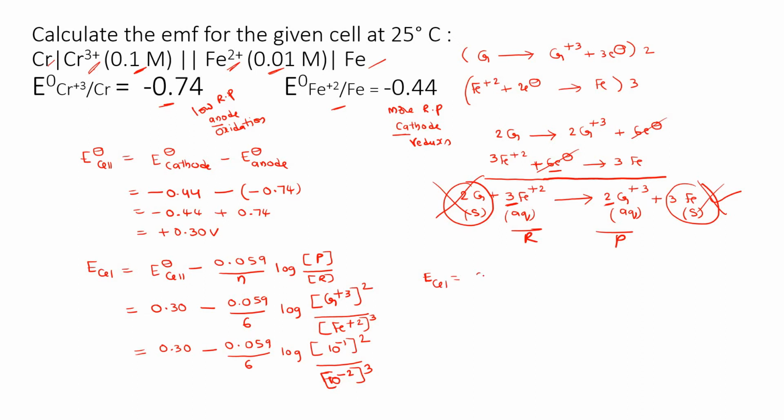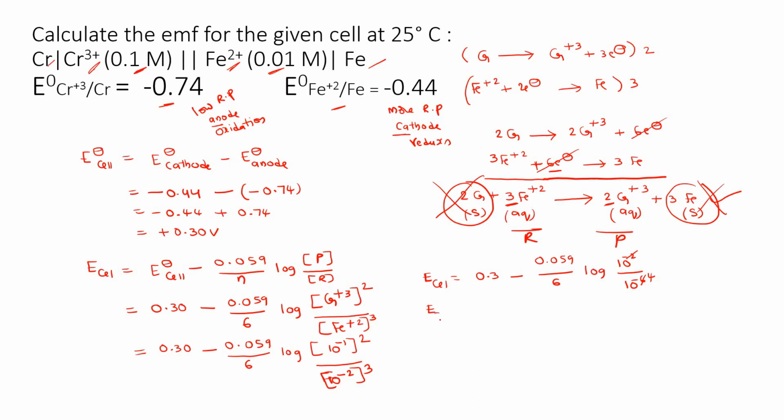Now again E cell is equal to E naught cell value 0.3. You can write 0.30 or 0.3, same thing it is. Now 0.059 divided by again 6 into log 10 to the power of minus 1 to the power of 2, how much here? 10 to the power of minus 2 divided by 10 to the power of minus 2 to the power of 3 is equal to 10 to the power of minus 6. Now 10 to the power of minus 2 here what? 4 get cancelled.